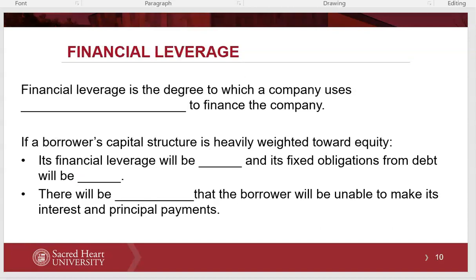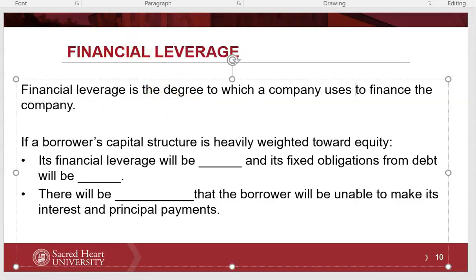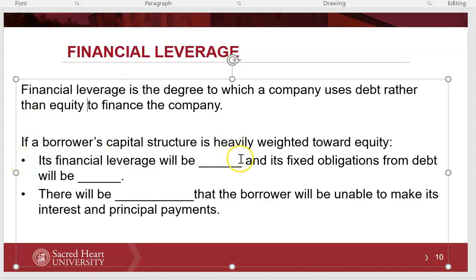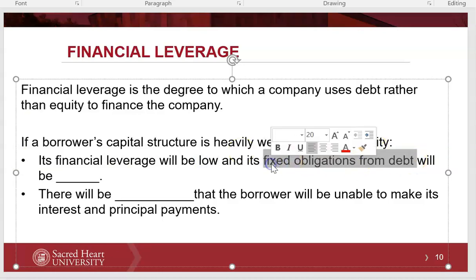Let's talk about this concept of financial leverage. Financial leverage is the degree to which a company uses debt rather than equity to finance the company. If a borrower's capital structure is heavily weighted toward equity, then its financial leverage would be low, and so would its fixed obligations. So what are these fixed obligations from debt? This is a way of saying interest, right? When a company borrows, they have these periodic, predictable payments that it needs to make, the interest expense.